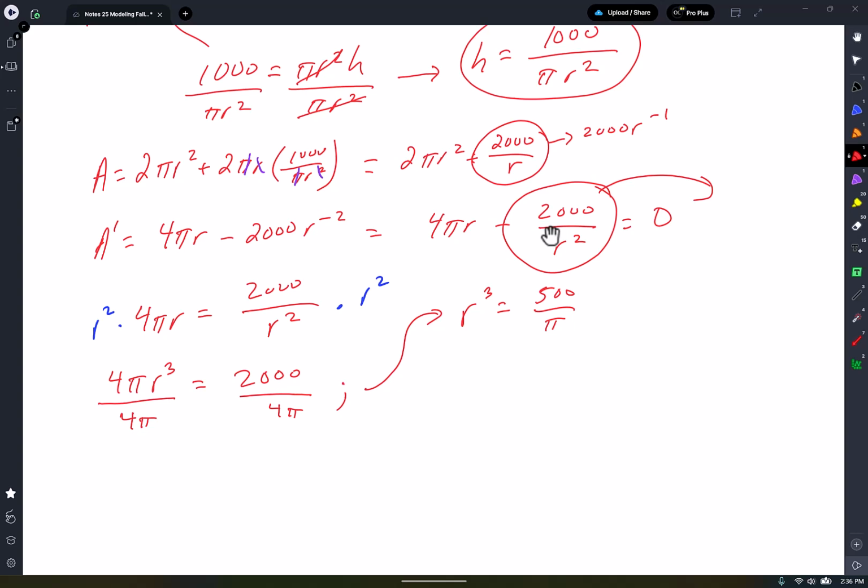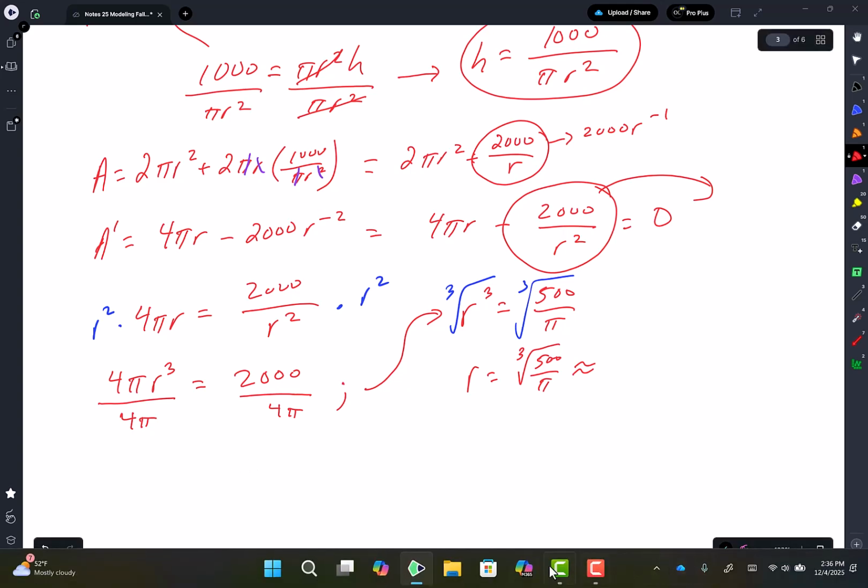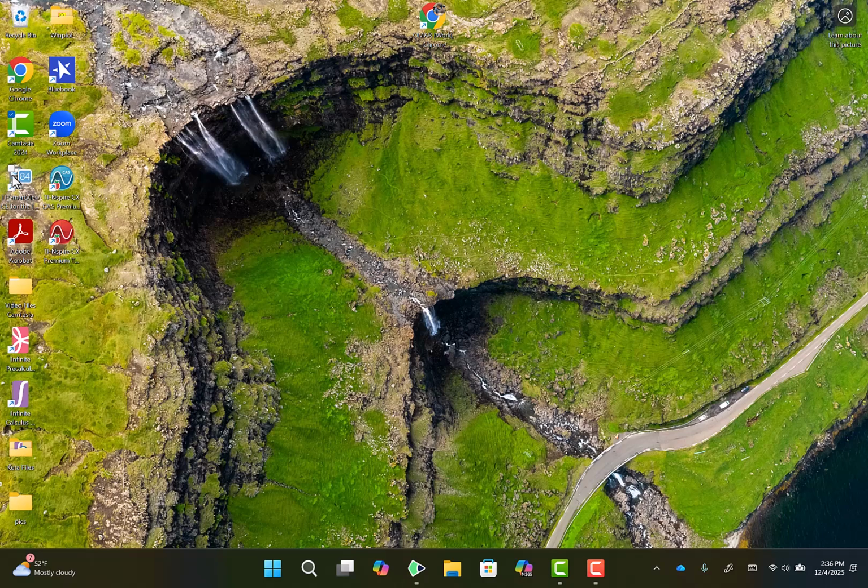4 goes into 2,000 500 times, so 500. And then I'm just going to do the what? Cube root. And I'll figure out what that is in a little bit. R equals the cube root of 500 over pi. That's actually the perfect answer, but I'm going to take my calculator. Where's my calculator? Did I never open it? Never opened it.